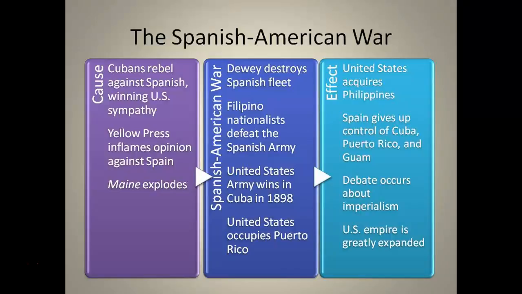In the Spanish-American War, we have the defeat of the Spanish fleet. We have the Filipino nationalists that defeat the Spanish army. We have our win in Cuba in 1898, very short, few months there, and then we occupy Puerto Rico. Some of the effects of the Spanish-American War is that we acquired the Philippines, Cuba, Puerto Rico, Guam. Some of the problems that grew from this was basically what we should do about imperialism and these colonies, and it expanded our overall empire.